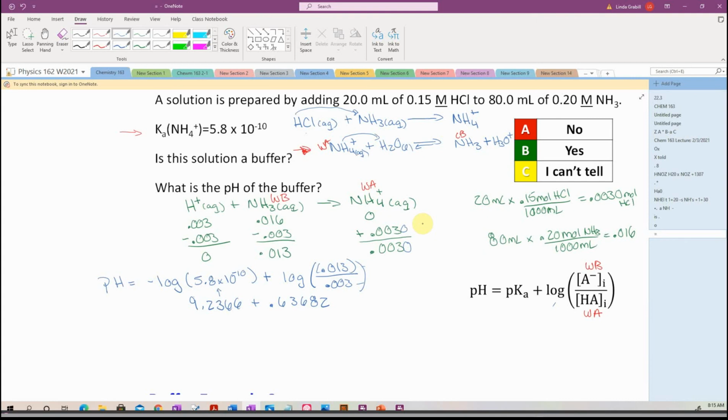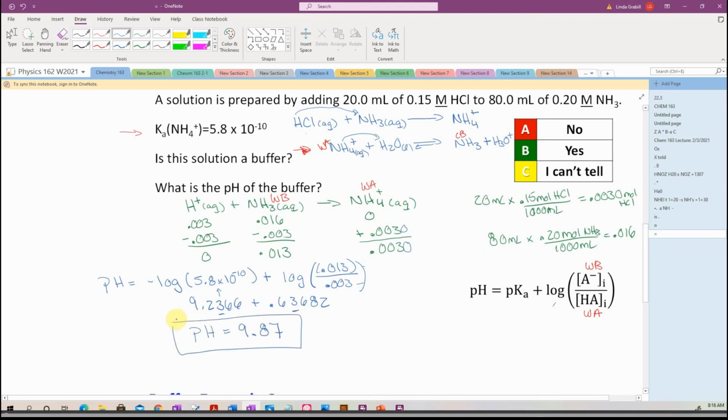And my Ka had 2 sig figs, so 2 after the decimal here and 2 after the decimal here. Now I can add those values up. That means I'm going to have 2 after the decimal. Addition and subtraction is the fewest after the decimal. This plus this, I get a pH of 9.87. And I'm done.